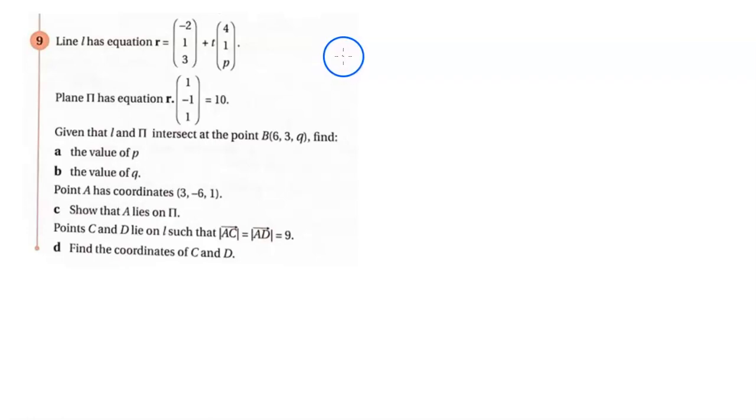This is exercise 6.2a, question 9. We're told that line L has the equation r = (-2, 1, 3) + t(4, 1, p), and plane pi has the equation r · (1, -1, 1) = 10, or another way to write that is x - y + z = 10. Given that L and pi intercept at the point B, which is (6, 3, q), part A asks us to find the value of p, no problem.